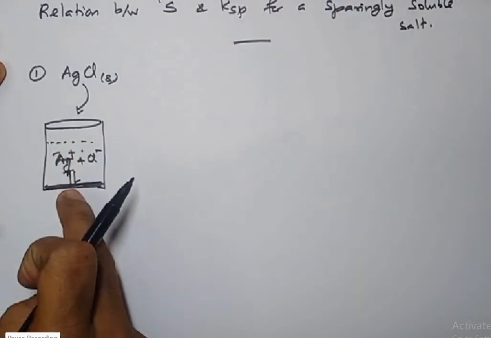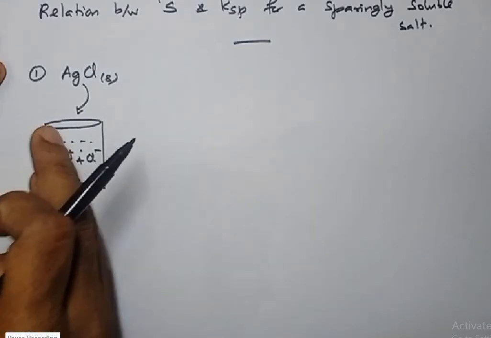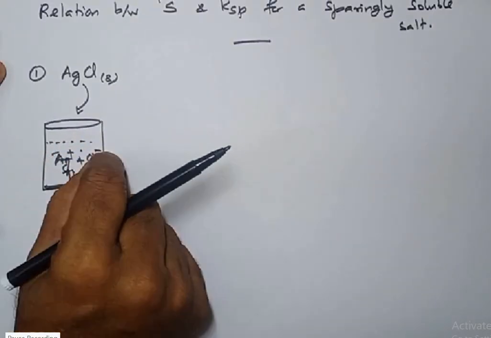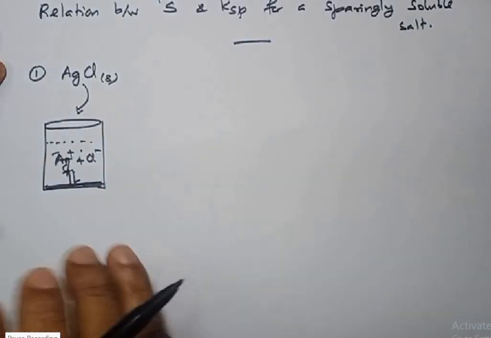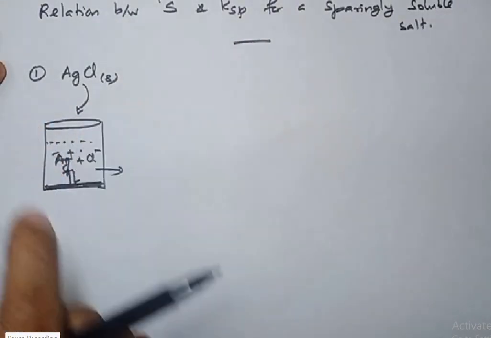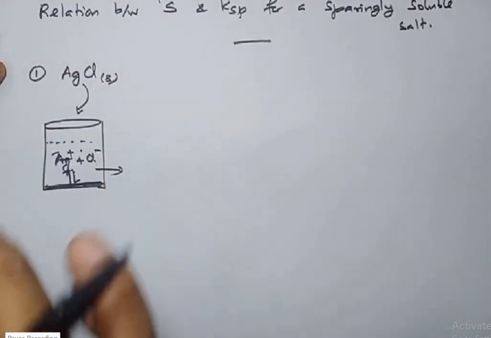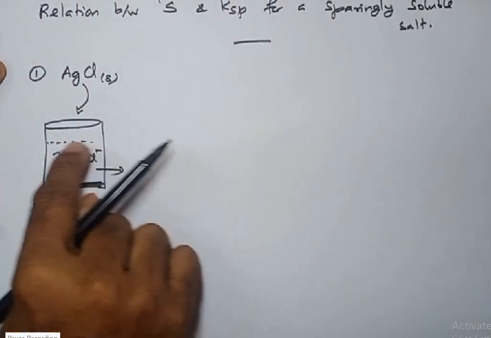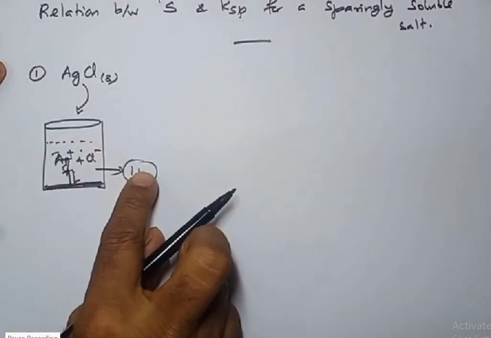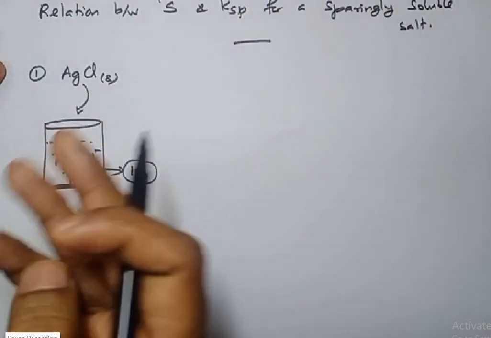This forward reaction and backward reaction attain equilibrium after a certain time. Once it attains equilibrium, the concentration of silver ion remains constant and the concentration of chloride ion remains constant. We can say that the solution attains saturation. No more silver chloride dissolves in it, so the solution is a saturated solution. If the volume of this saturated solution is 1 liter, then the amount of silver chloride dissolved is nothing but solubility.